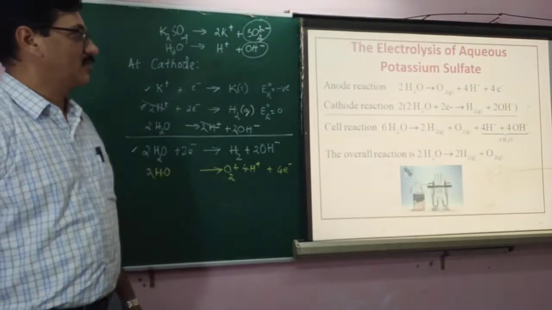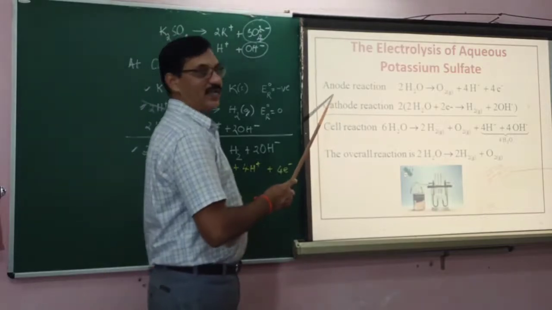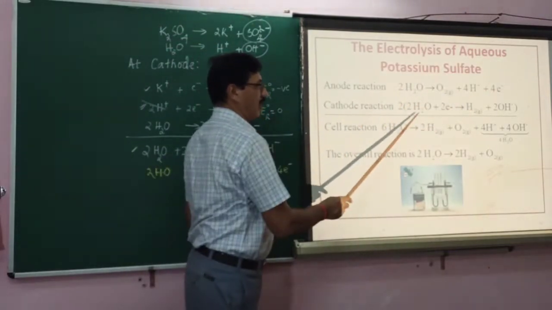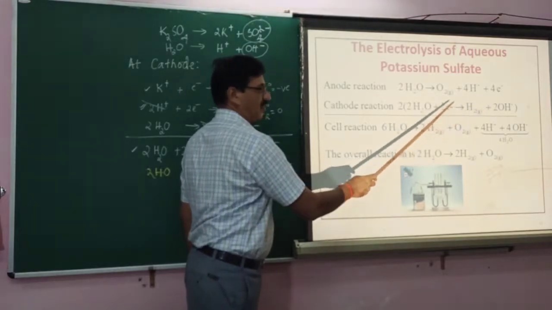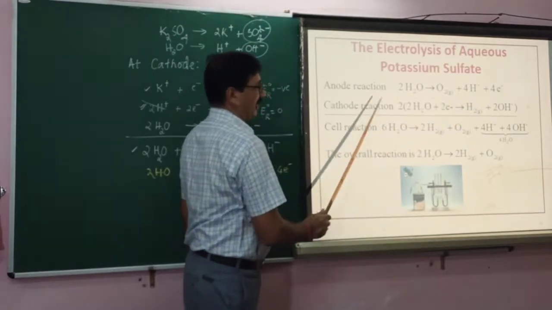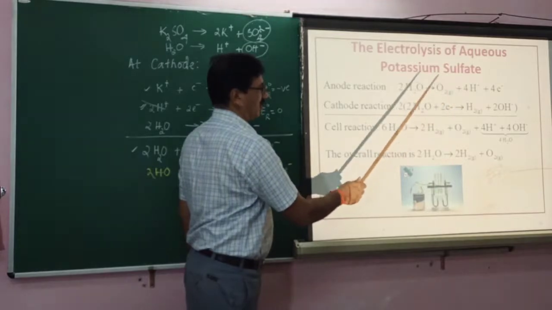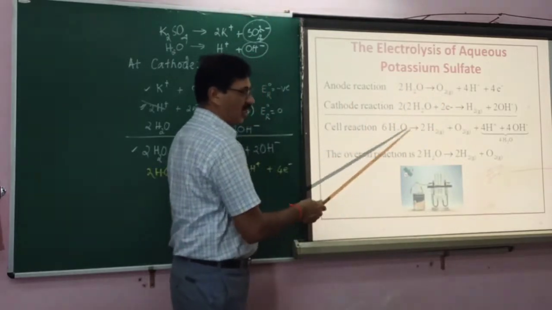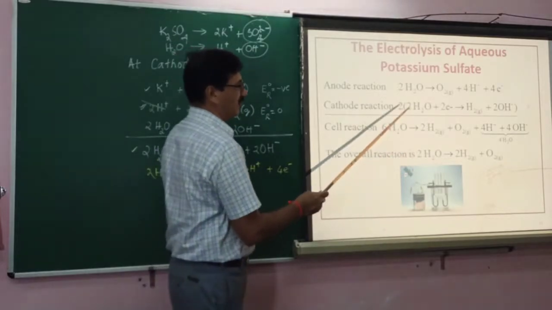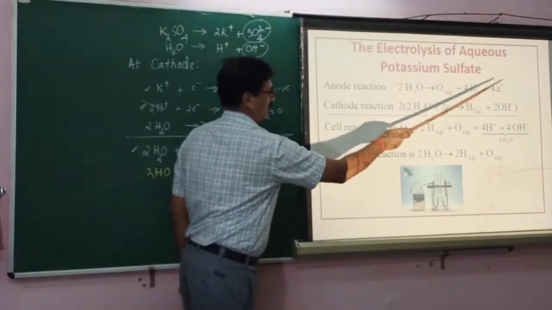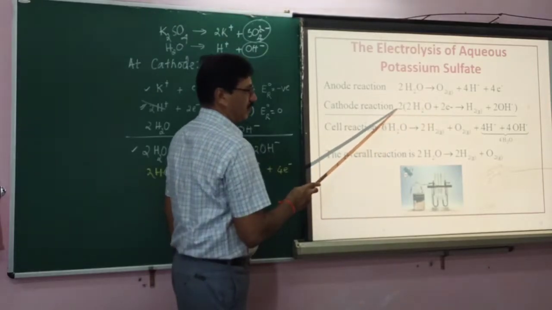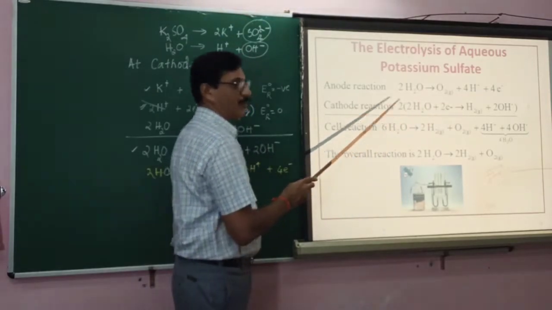Let us see, this is the overall reaction. Anode reaction: H2O undergoes oxidation. At the cathode, H2O undergoes reduction and at the anode H2O undergoes oxidation. And the overall equation when you write, look at this. To balance the number of electrons, the 4 electrons must be equal to the electrons gained here. Therefore, the whole equation is multiplied by 2.